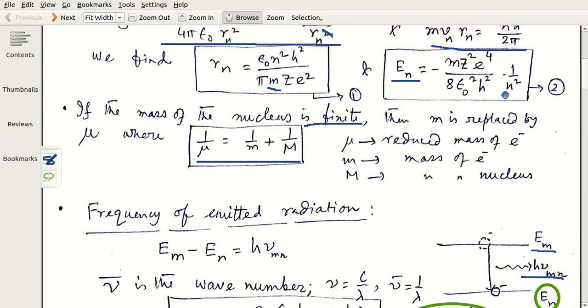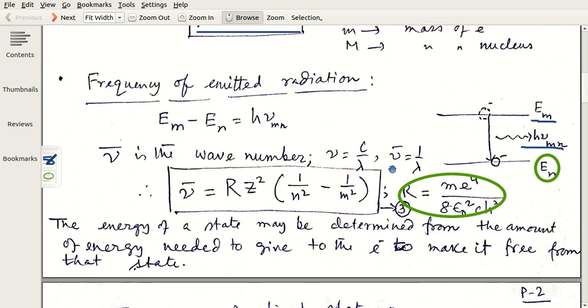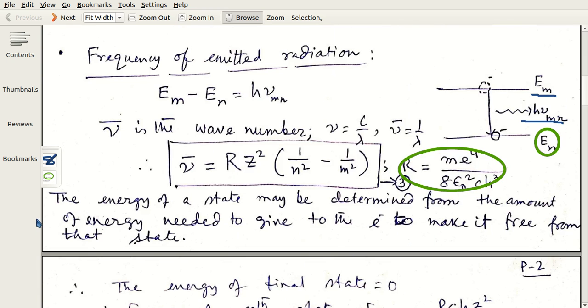Otherwise, however large the value of n, the electron is bound to the atom, and for large n, the energy will be very close to 0. And if n is small, then the electron is bound very tightly to the nucleus. This is seen from the expression. So the energy of a state may be determined from the amount of energy needed to give to the electron to make it free from that state.